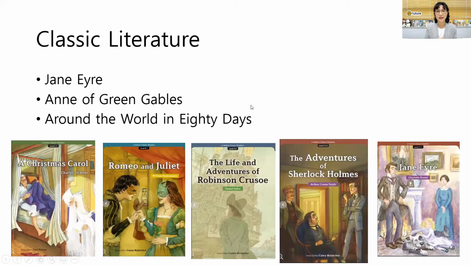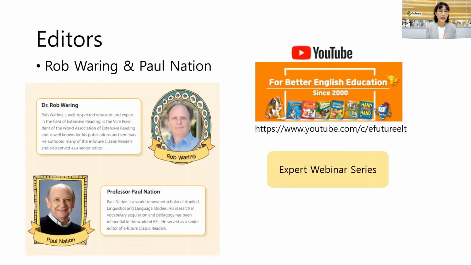And of course, we have classic literature for the higher level. We have A Christmas Carol, Romeo and Juliet, The Life and Adventures of Robinson Crusoe, and all these classic stories as well. And these are our editors. You probably know these famous, well-known professors, Rob Waring and Paul Nation. They work closely with us, and they did presentations for our expert webinar series. And again, we have the videos on our YouTube channel.